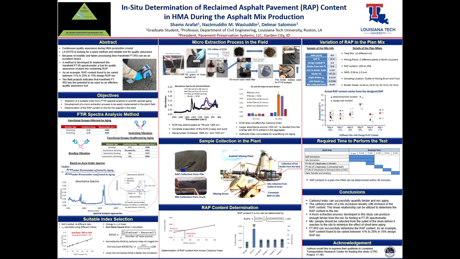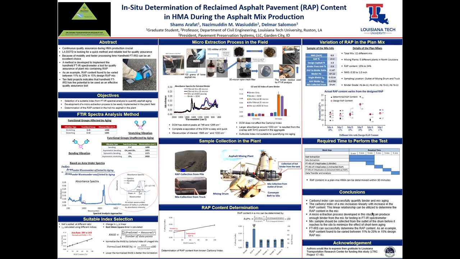To verify our method, we use 10 different plant mixes from different plants in northern Louisiana. This red square shows the design RAP content, and the black dot shows the RAP content determined by our method. And this method is very fast. Within 30 minutes we can perform this method in the field and accurately determine the percentage of RAP present in that mix.